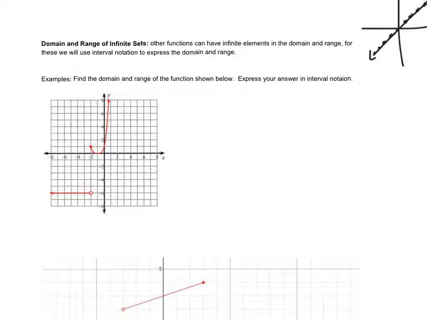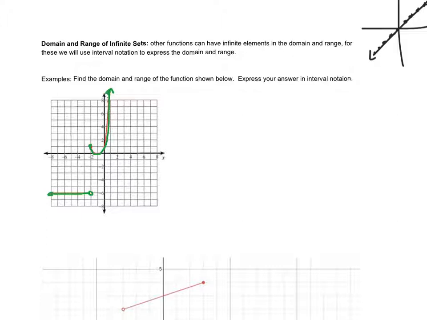So if we look at this first example, it says find the domain and range of the function below. Express your answer in interval notation. So this graph has a line that goes to the left here and an open circle. That means it's going up to this point, (-2, -6), and it's essentially stopping there. It does not include that point. And then up here you can see the solid dot, where it's going to start, and then it has a turn, and it's going to keep going up.